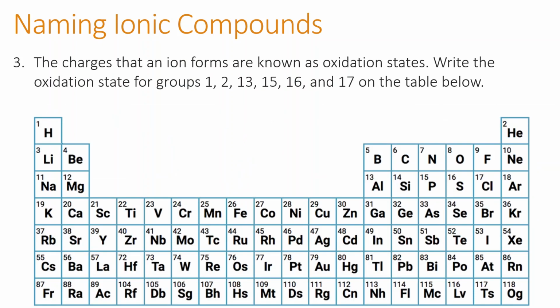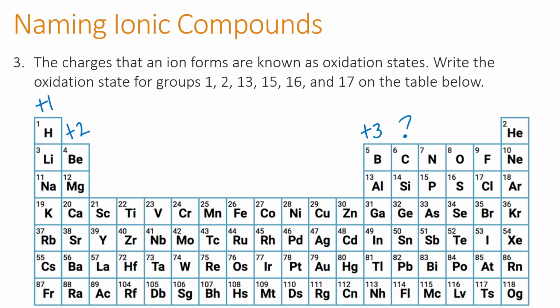So the charges that an ion forms are known as oxidation states. We want to write down the oxidation states for the groups that we know the oxidation state for. Everything in this first column is going to have an oxidation state of +1 because they lose 1 electron. Everything in this column is going to lose 2. Everything in boron's column is going to lose 3. Now, once we get to carbon's column, we're not sure if we're going to gain or lose electrons, so we're going to put a question mark there.